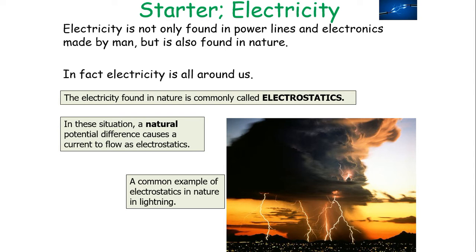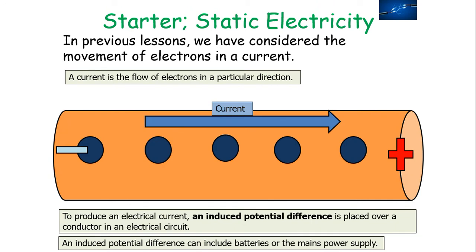In situations such as the one shown previously, a natural potential difference, a potential difference which has just occurred naturally, causes a current to flow as electrostatics. In previous lessons, we've considered the movement of electrons in a current. We know a current is a flow of electrons in a particular direction.